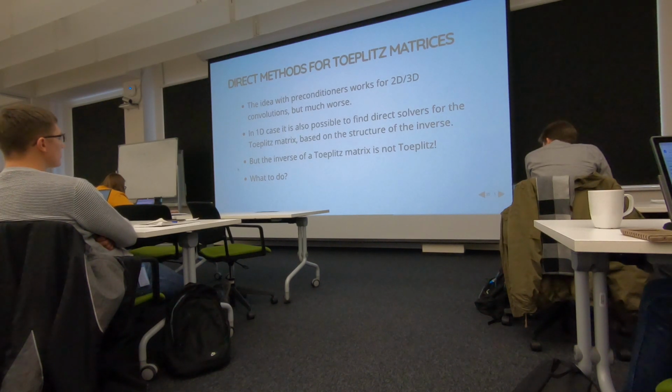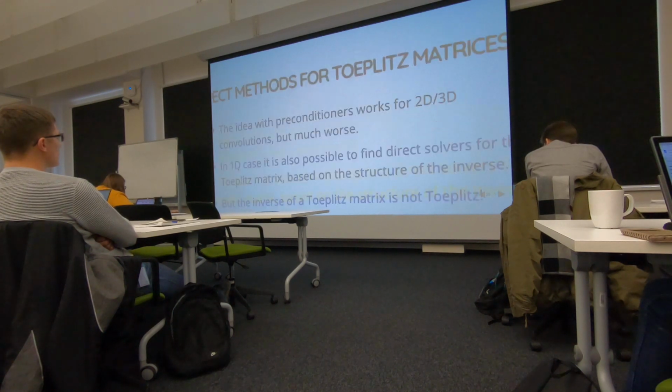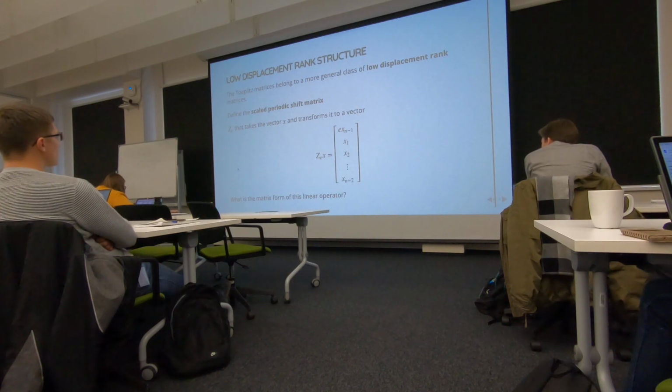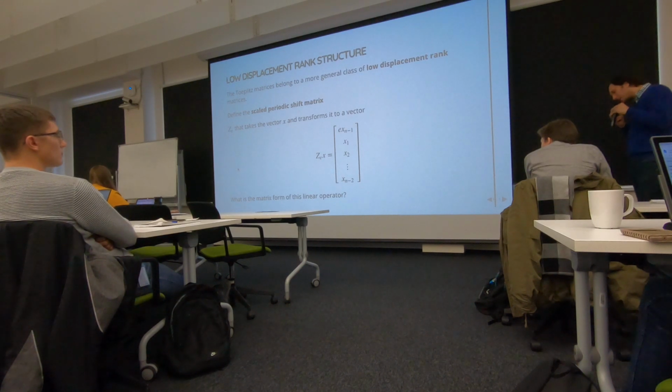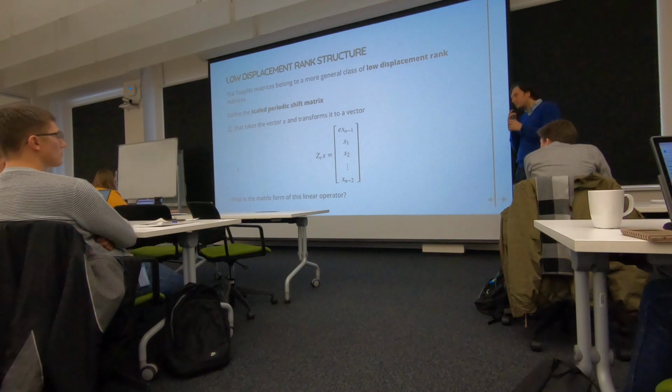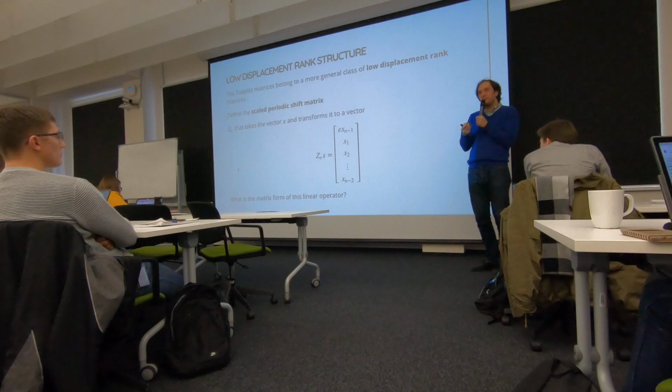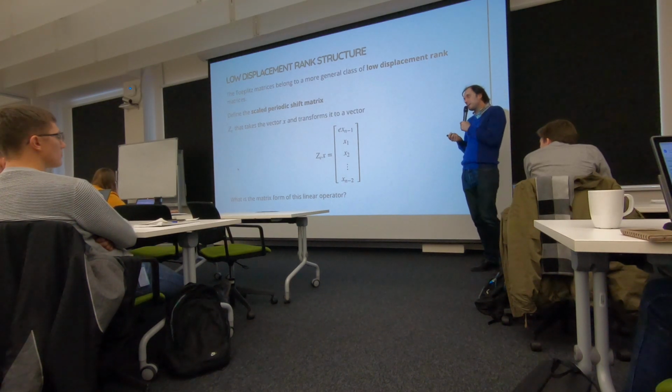So we need to find the low-parametric representation of the inverse of the Toeplitz matrix. And this is related, surprisingly, to low-rank matrices. So circulant matrices are a subclass of Toeplitz matrices. The class of circulant matrices is closed under inversion. If you take the inverse of a circulant matrix, you still get a circulant. But the class of Toeplitz matrices is not closed under inversion.